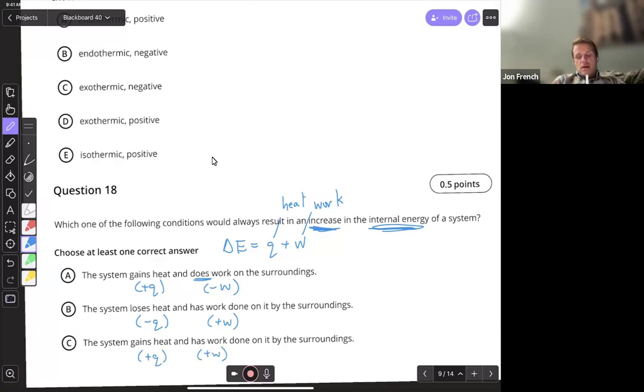So yes, in this case, we would always have a positive delta E because we're going to have a positive Q and a positive W for that reaction. We gain heat, which is positive Q, and the surroundings are going to do work on the system. That's a positive W. So for 18, choice C is the correct answer.